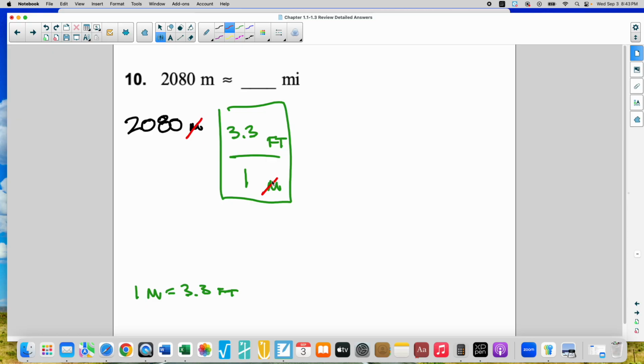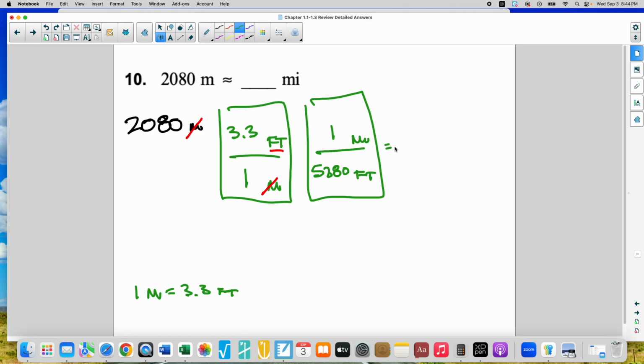We're out of meters and into feet. I want to get out of feet and go to miles. Okay. So feet has to go in the denominator. Miles. I know that 5,280 feet equals 1 mile. Why do I know that? I don't know. So we're out of feet and we're in miles. Now we have 2,080 times 3.3 divided by 5,280.